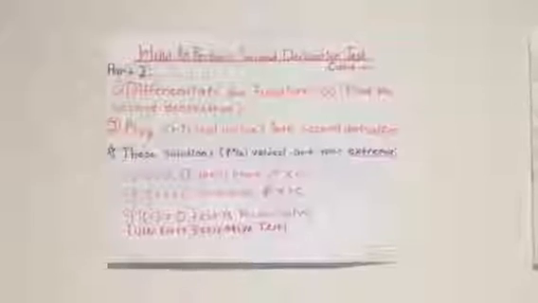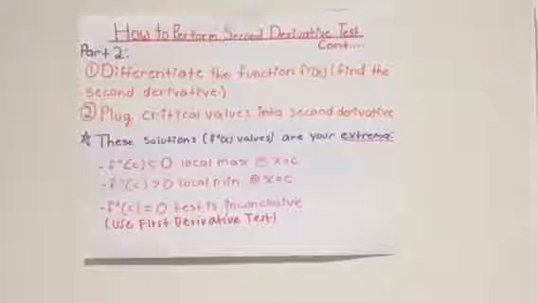For part 2 of how to perform the second derivative test, you must first differentiate the function f prime of x to find the second derivative, f double prime of x. Then, you plug in critical values into the second derivative. The solutions you get are your extrema. If f double prime of c is less than 0, then there is a local max at x equals c. If f double prime of c is greater than 0, then there is a local min at x equals c. And if f double prime of c is equal to 0, the test is inconclusive and you must go back to using your first derivative test.